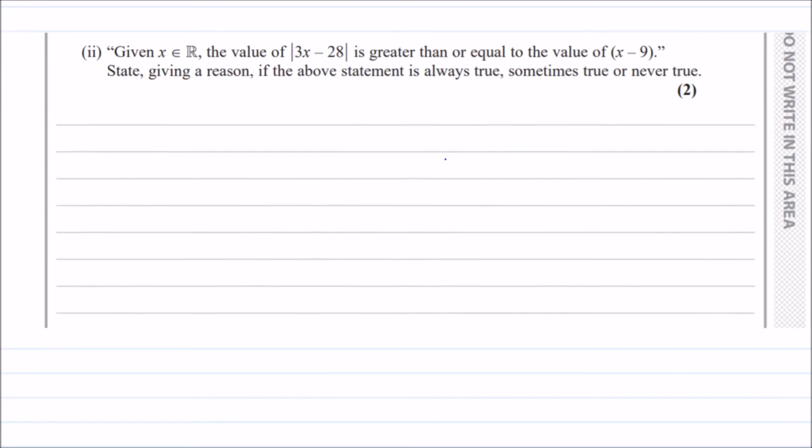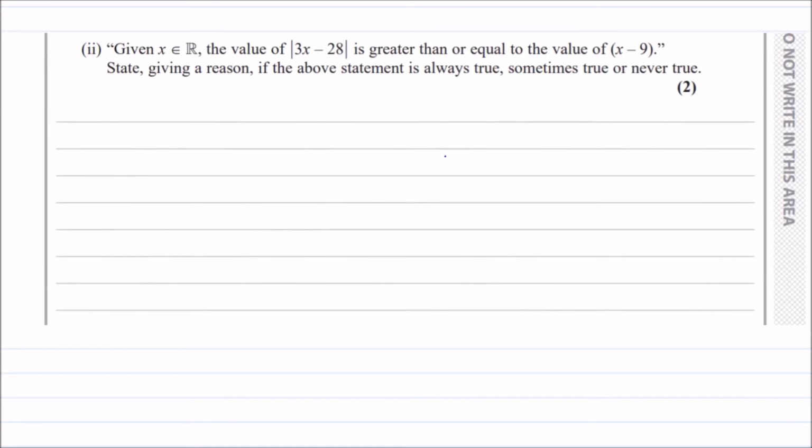The second part is slightly, I don't know, I'll say it's easier because you can choose values. It says, given that x belongs to R, now this R stands for real numbers, yeah? Real numbers literally means anything. And by that, you can choose any value. A whole number, a decimal, a fraction.